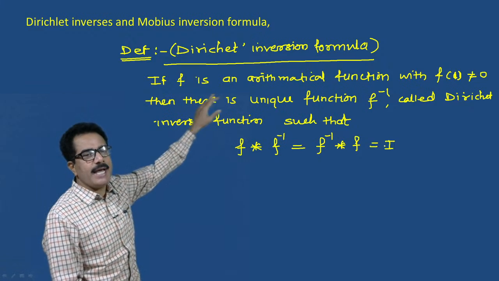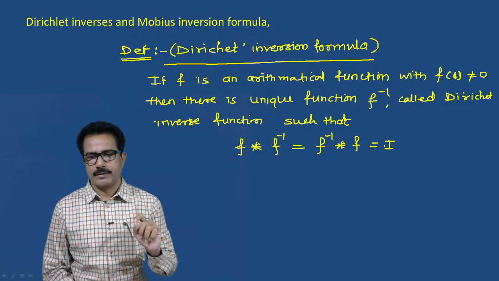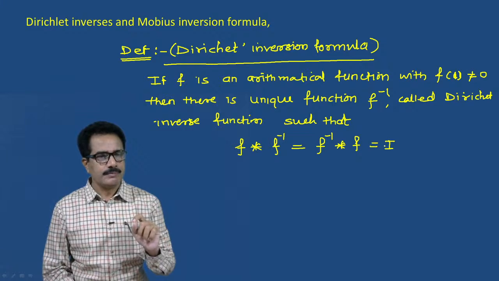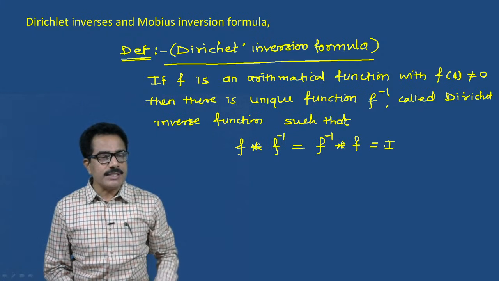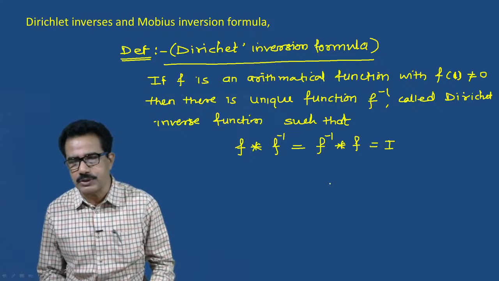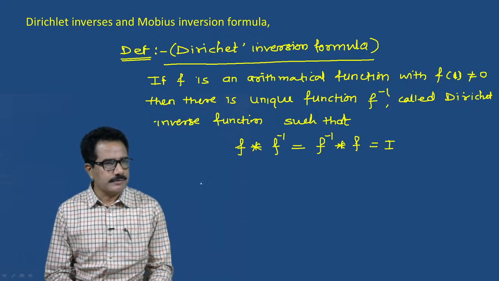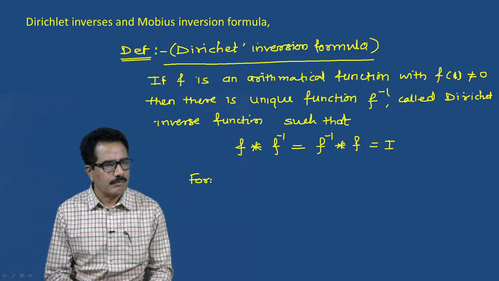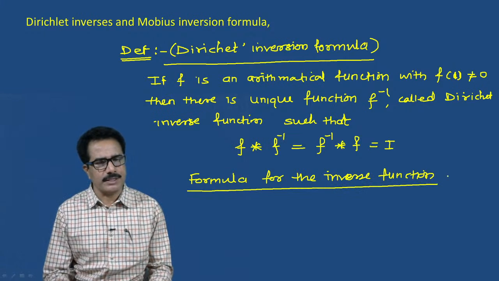If f is an arithmetical function with f of 1 not equal to 0, then there is another unique function f inverse, called Dirichlet's inverse, such that f star f inverse is equal to f inverse star f is equal to I. Now, we can give the formula for the inverse function.